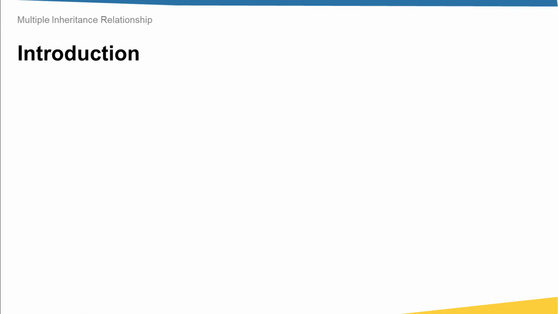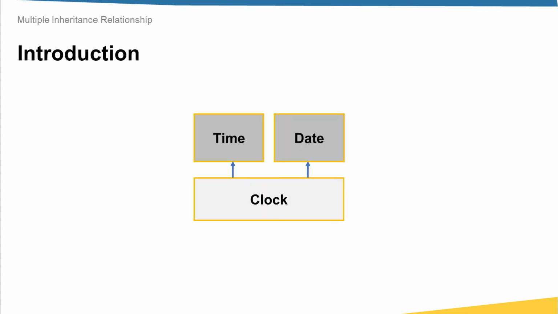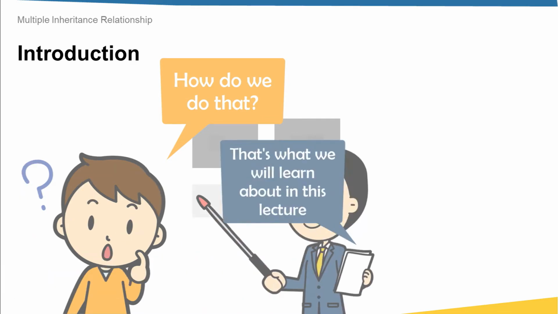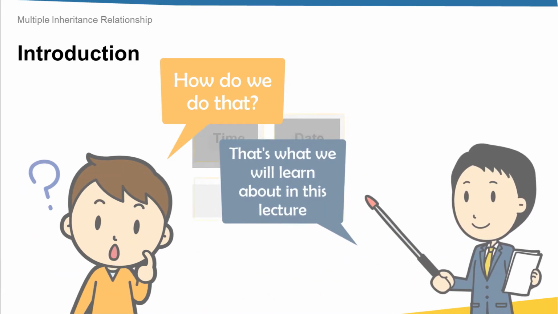In this lecture, we will discuss the following use case. Assume that you want to implement a class for a clock and you want this clock to show both date and time. So how to implement these classes and how to implement the relationship between these classes, this is what we will talk about in detail in this lecture.